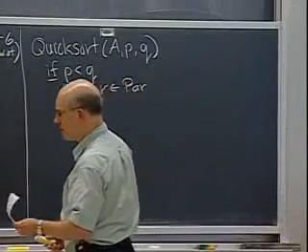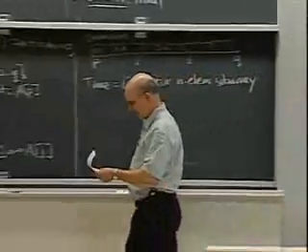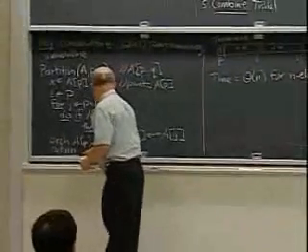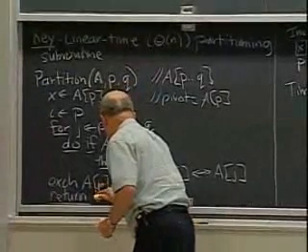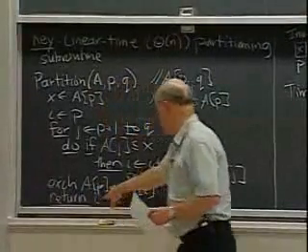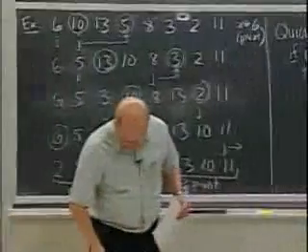Oh, I should have said return I, right? Got to return the pivot. Yeah, here I've got to return I, because we want to know where the pivot element is. Sorry, bug in my code.